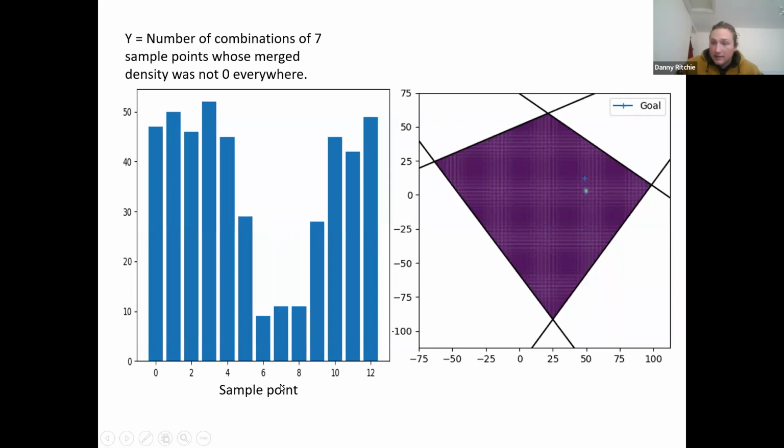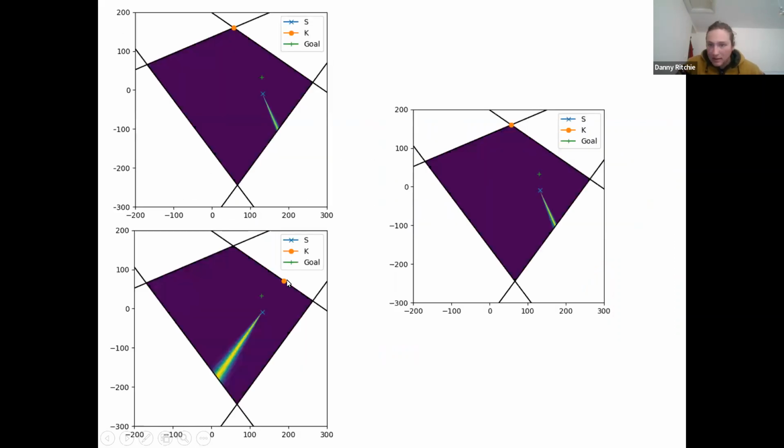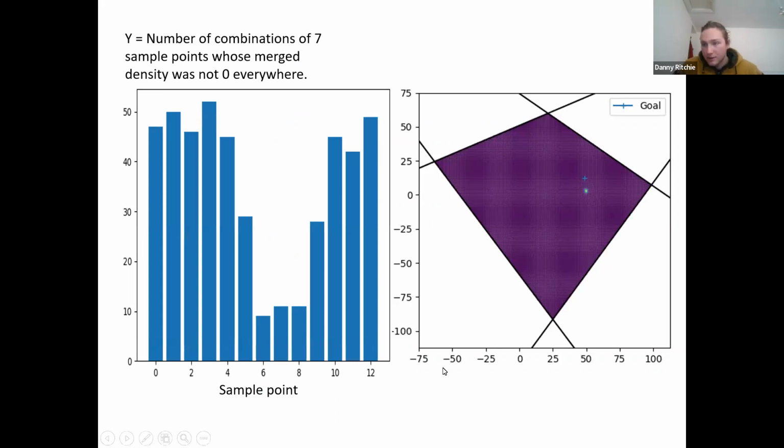On the x-axis, we've got each of our sampled points, which have been arbitrarily enumerated, and then it's showing the amount of times that sampled point occurred in one of the combinations that was not 0 everywhere. And it worked really well. As you can see, samples 6, 7, and 8 scored extremely lowly, and that was precisely these three. And then finally, I made a plot of the merged probability distribution excluding samples 6, 7, 8. And as you can see, pretty close to the goal.